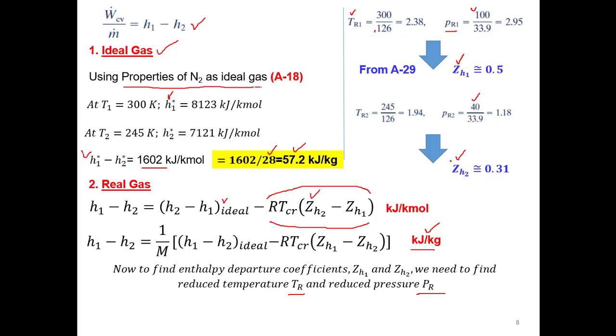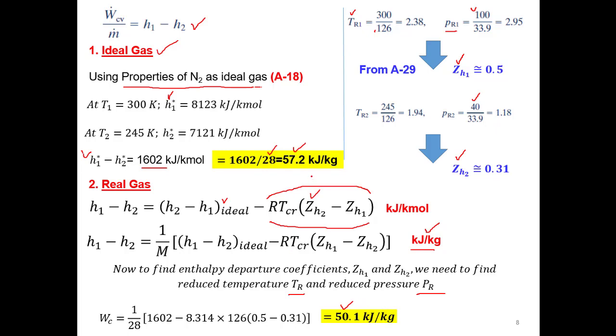So once we have all these values, the remaining step is just to put the values in, like we know 1 by 28 and H1 minus H2. We already calculated that using an ideal gas, right? This one minus, and we know the value of R, 8.314. We know the critical temperature of the nitrogen, and ZH1 is 0.5 and ZH2 is 0.3. So if you simplify, the value comes out to be 50.1 kilojoule per kg. So this is the work output of the nitrogen as a result of the expansion in the turbine.